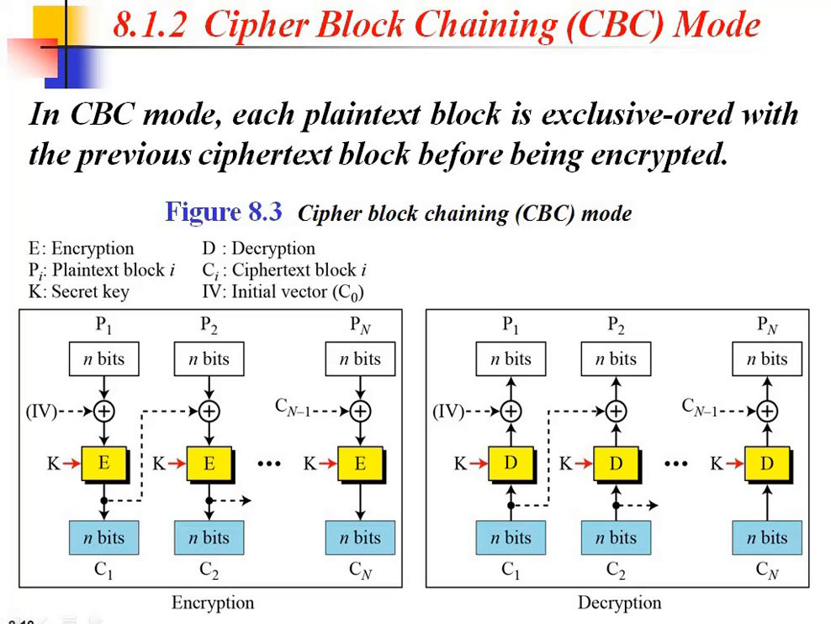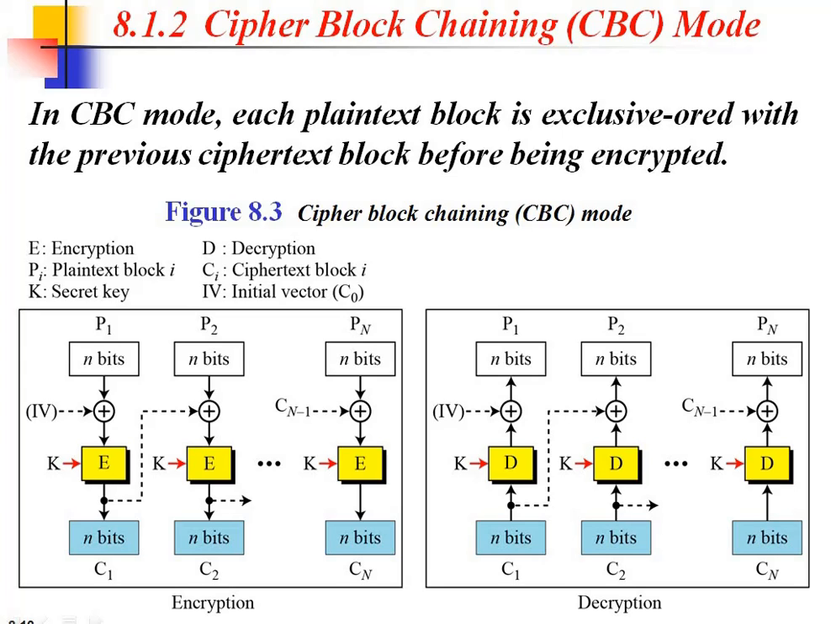So in this mode, each plaintext block is exclusive ORed with the previous ciphertext block before being encrypted. As you can see in this figure, the output of the encryption is XORed with the next plaintext block before the encryption is performed. However, for the first block there is no previous block, so in that case a dummy block called the initialization vector, in short IV, is used.